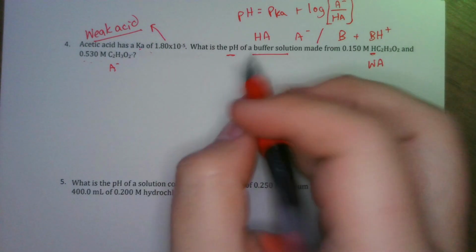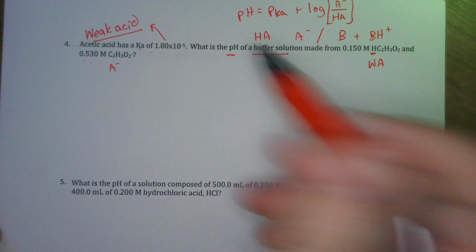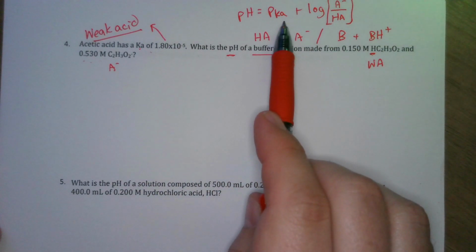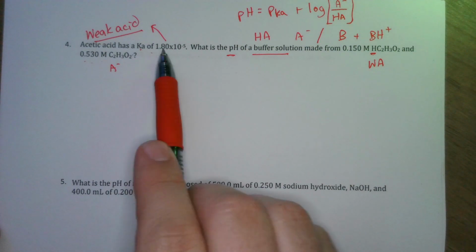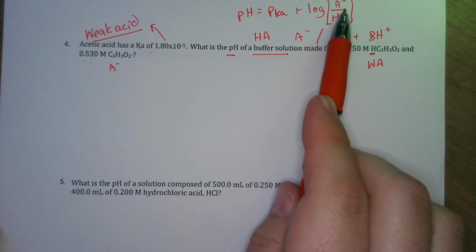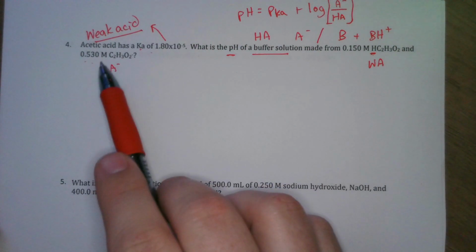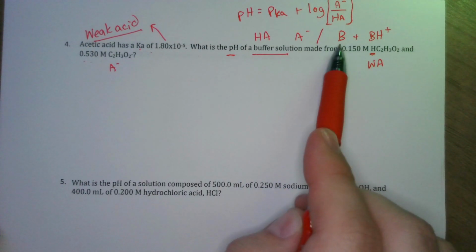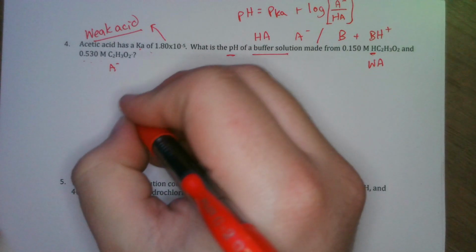Okay, so I am just going to use this Henderson-Hasselbalch equation. I have pretty much everything I need. I'm looking for pH. Ka, I have, that was given to me. For the log, I need the concentration of A minus, which is right here. I have the molarity of my base. And concentration of HA, I have the molarity of my acid. So I'm just going to plug all of that stuff in.